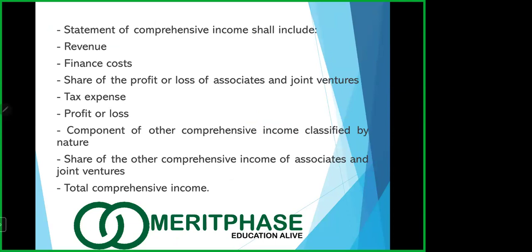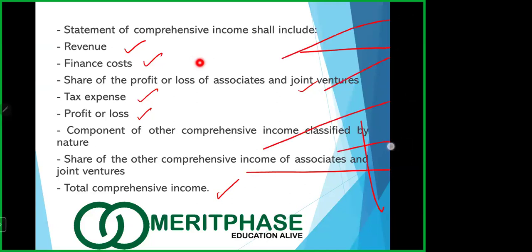And what are the items you will see in the income statement? Revenue, finance cost, share of profit or loss of associates and joint ventures, tax expense, profit or loss, meaning the net profit or loss, and components of other comprehensive income specified by nature. You will specify that by nature. Example, revaluation surplus. Share of the other comprehensive income of associates and joint ventures, you can also bring that. And then you finally have total comprehensive income.